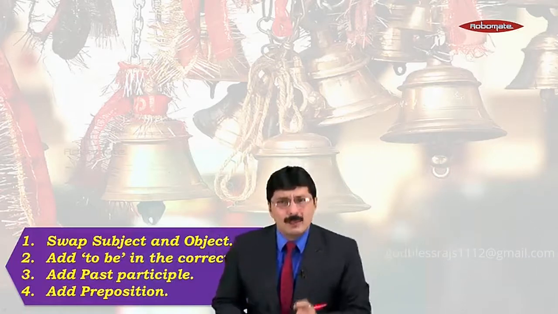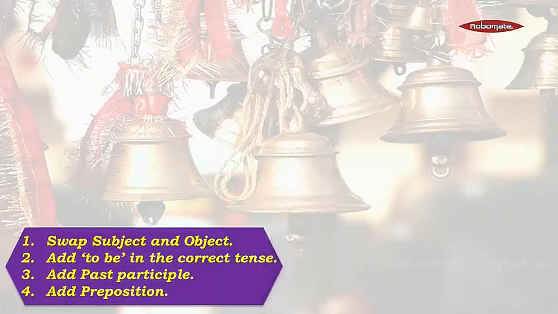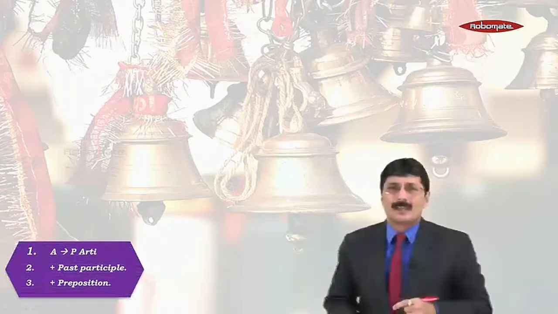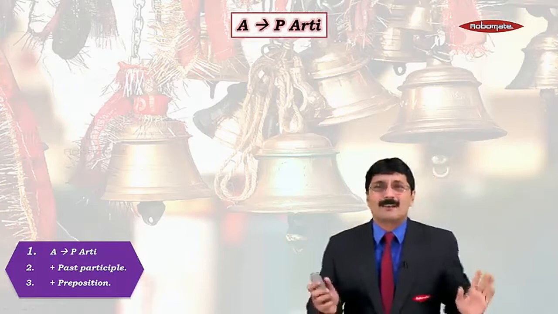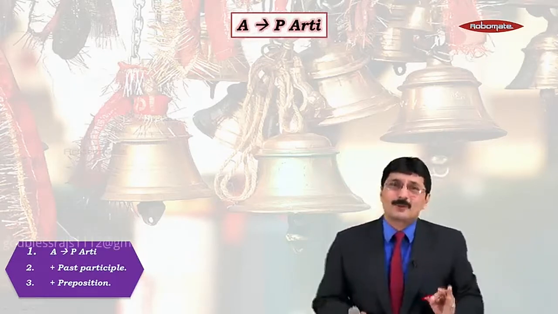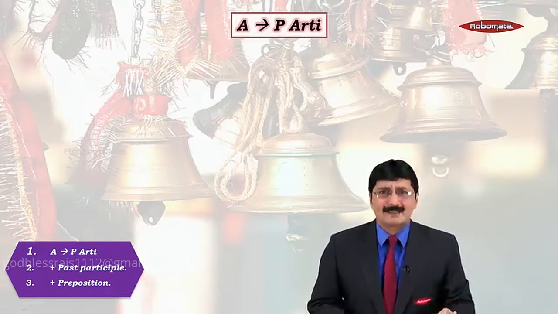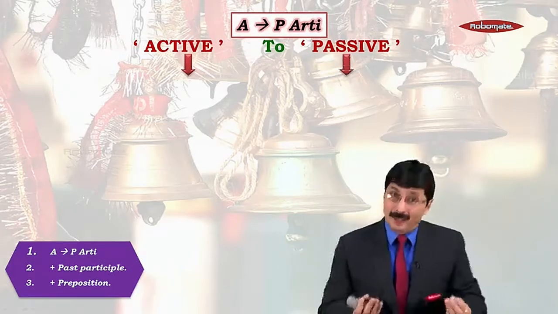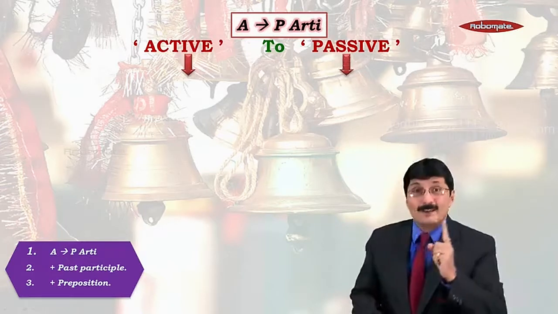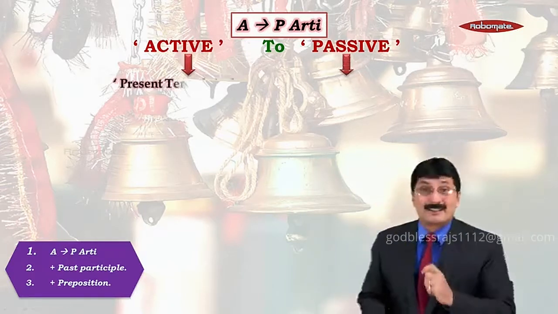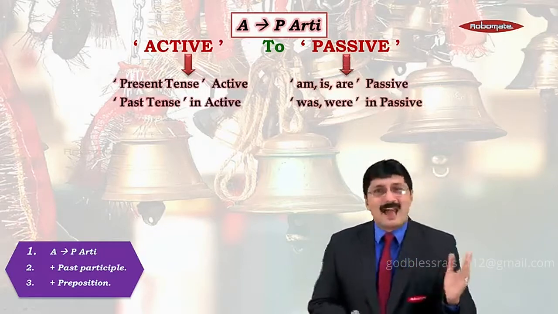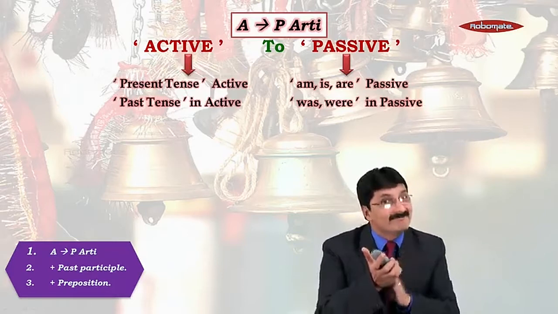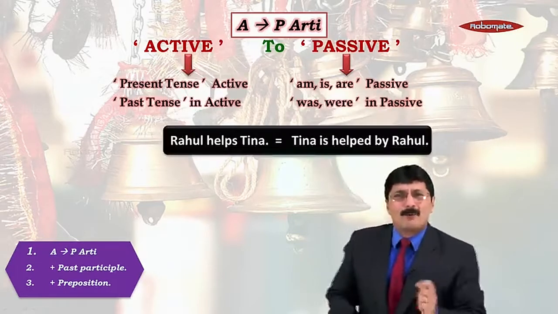Now, my dear friends, I know you must be thinking, isn't there a shortcut? Yes, there is a shortcut. And that shortcut involves the first 2 steps. And that shortcut is very simple. It's the active to passive arti. Active to passive arti? Absolutely simple, my friends. Here it goes. From active to passive voice. Present tense active, am is are passive, past tense in active, was were in passive. Fantastic!